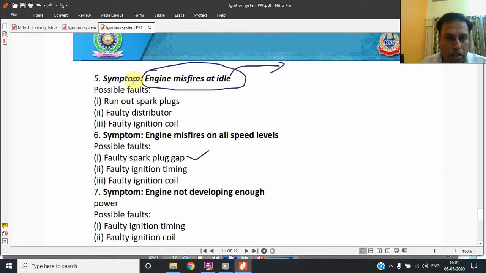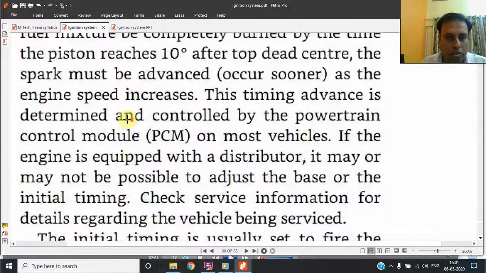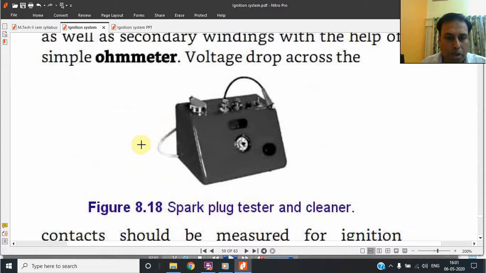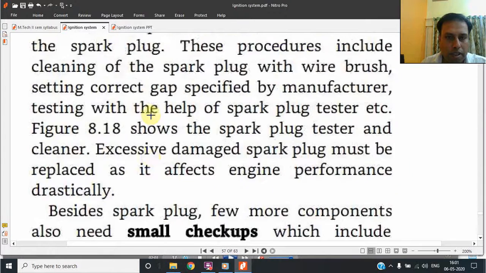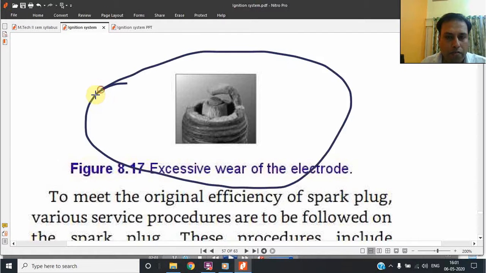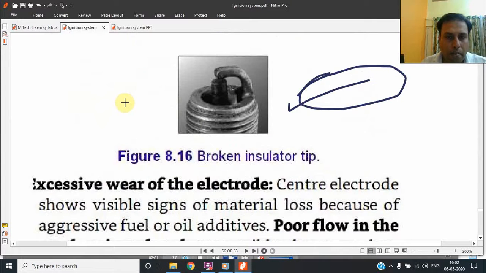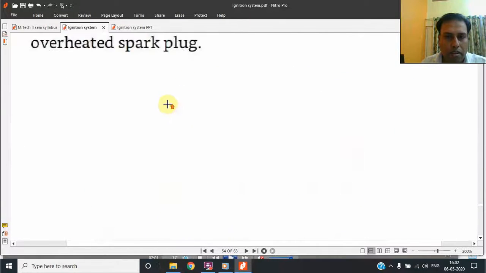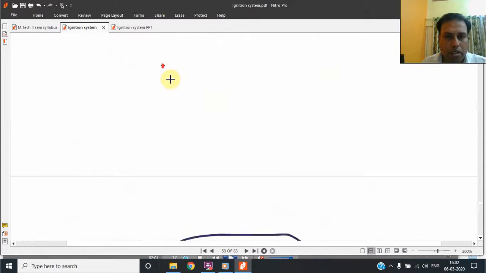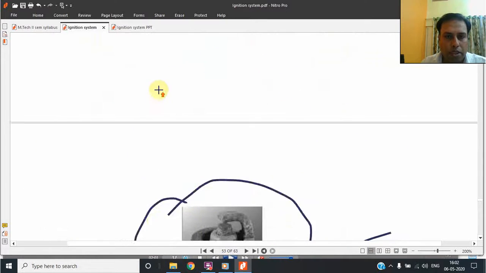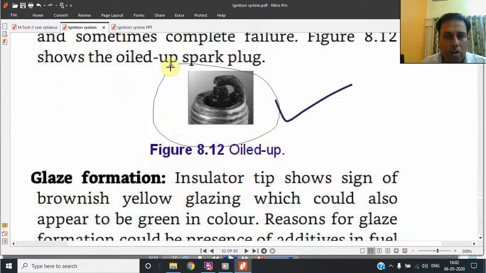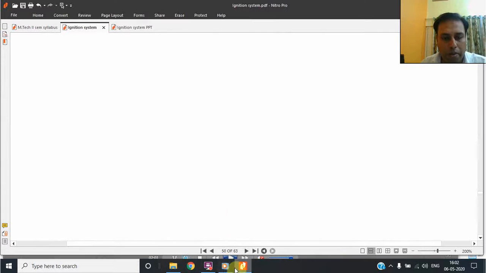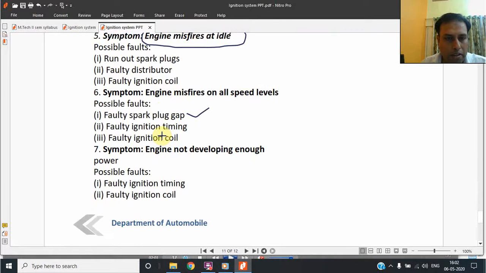faulty spark plug. All the faults will be discussed later, because there is not one fault in the spark plug, there are several faults. A particular spark plug tester is also used for this. All the spark plug faults, meaning excessive wear, broken insulator tip, overheat, deposits, glaze formation, and oiled up. All these will be covered one by one in the coming lectures.